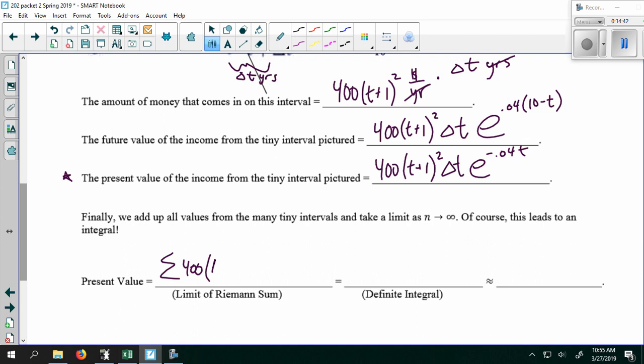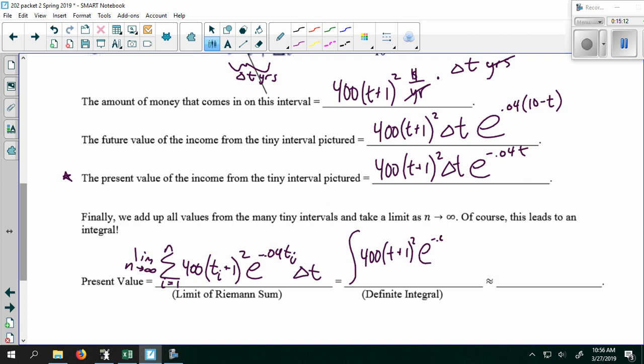400 times, throw some i's on here because this is a Riemann sum. And I'm going to let i go from 1 to n and take a limit as n goes to infinity, and then that gets converted to a definite integral. So this is the integral of 400 times (t plus 1) squared e to the negative 0.04 t dt.